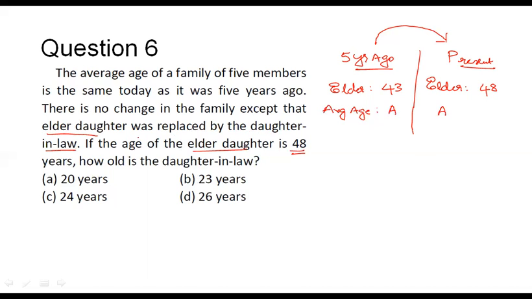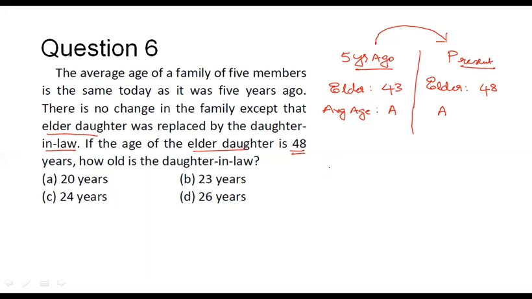That's the only change that is happening, which means we can see that there are 4 members who were there 5 years ago who are now also. Okay, daughter goes off, daughter-in-law comes in. That is the only change that is happening in that family.